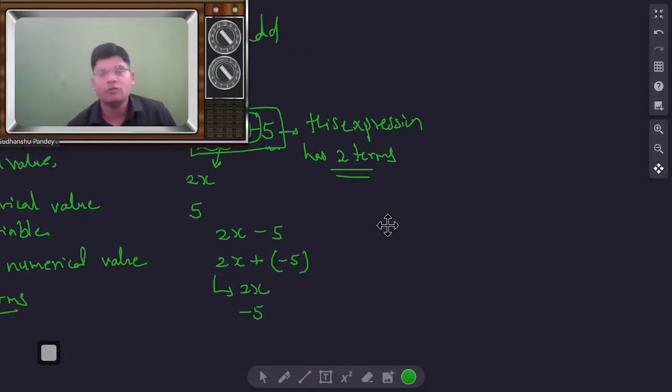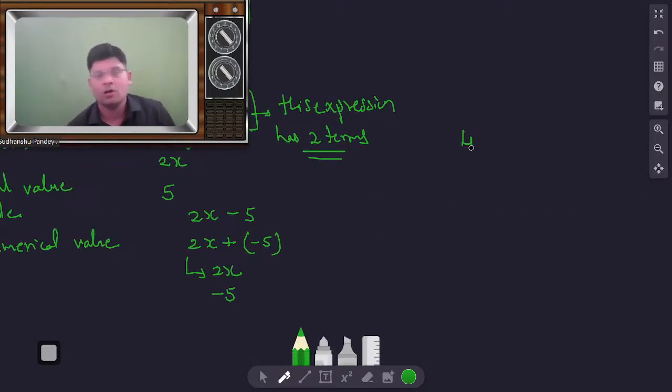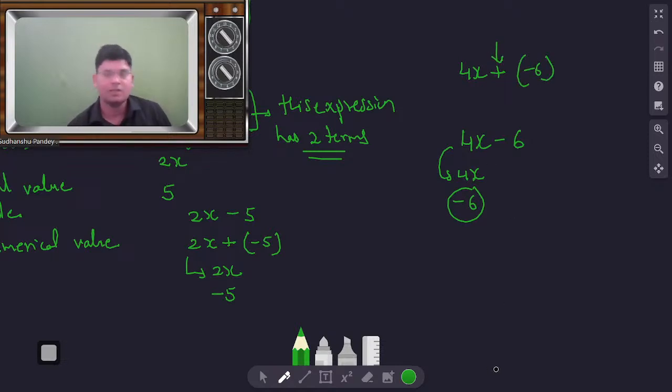Don't get confused if somebody asks you how many terms are there in 4x minus 6. There are 2 terms. One is 4x, another term is minus 6. Because when we speak about terms, we always have to see the positive sign, and then minus 6 will be in the bracket. Alright? Yes, sir.